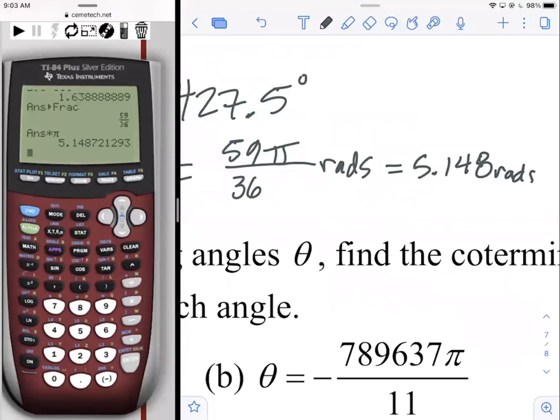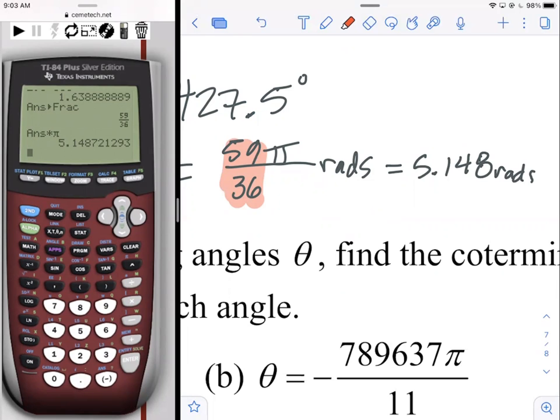Now what we're going to get used to here is, how can we tell from 59 pi over 36, bless you. I think you're allergic to pi. That's unfortunate. Yeah, more of a cake guy. I don't discriminate between the two. How can we tell if we see 59 pi over 36 that it's in quadrant four?